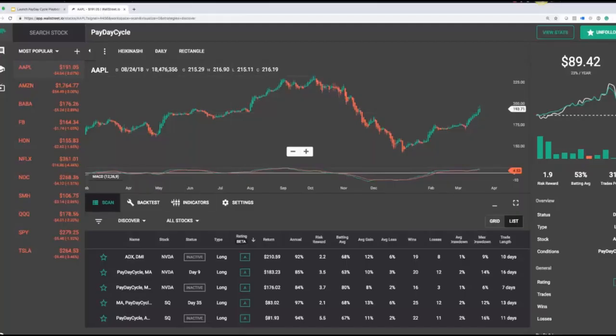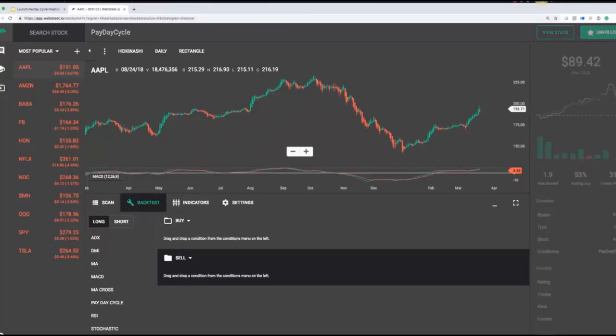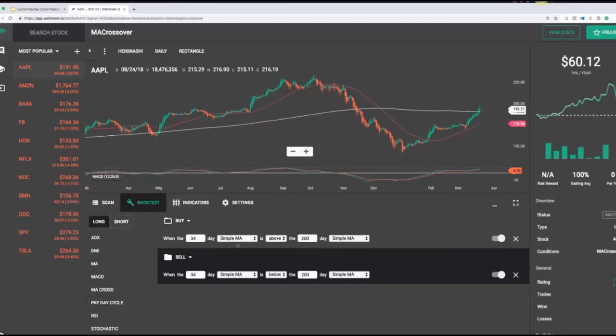Let's say you have an idea that you want to backtest. You're like, I like to use a moving average crossover, and I like to buy when the 34 goes above the 200, or how about when the 8 goes above the 21? I want to go ahead and backtest this, and I want to see if this is actually a valid strategy.